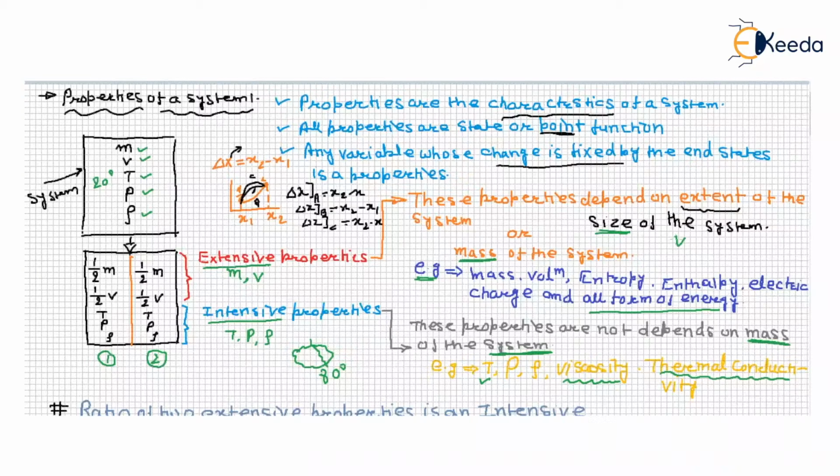Electrical charge also has a mass. If you separate the system, the charge will be distributed. So these properties are extensive properties. That means they depend upon the mass of the system. And the other is the intensive property. That means it doesn't depend upon the mass of the system.